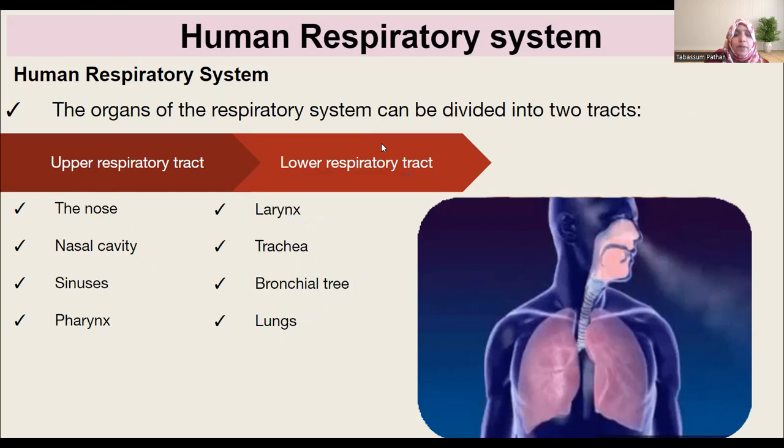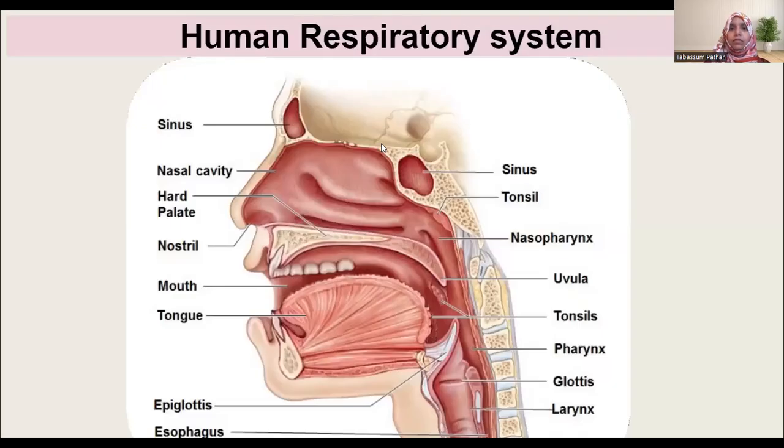Let's begin with the first. You can have a look at the diagram. We are going to discuss the parts of this diagram in detail. You can just go through the nasal cavity. Then you have the hard palate, which is made up of bone, which divides the nasal cavity from your oral cavity. You have the nostril over here. You have the mouth over here. The tongue is over here.